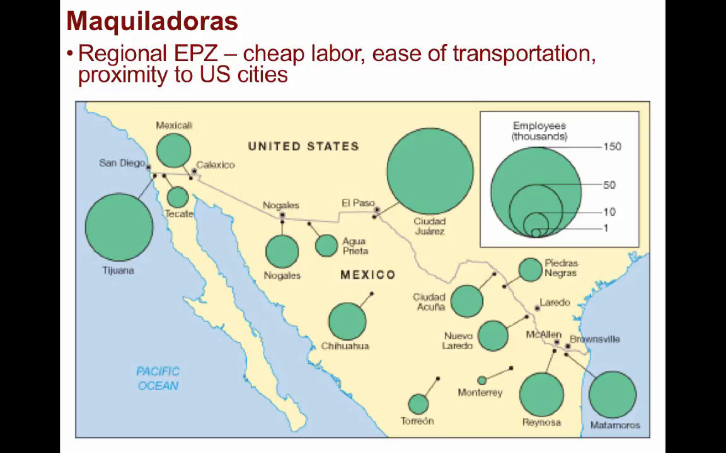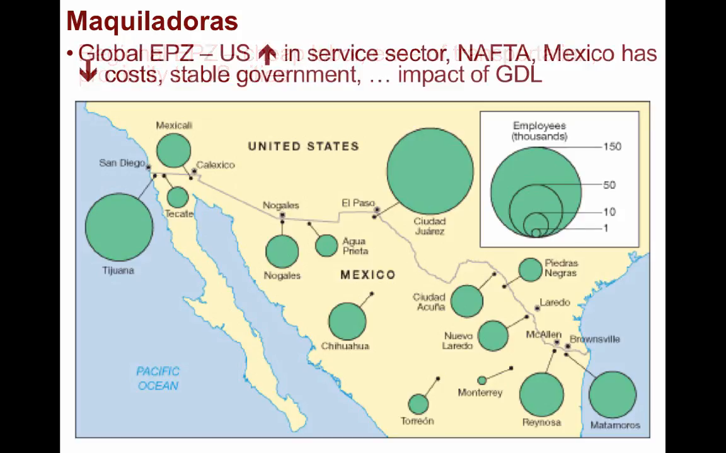Most maquiladoras are foreign-owned, in many cases by companies in the US. They are located in northern Mexico primarily due to low labor costs, the ease of transportation to the US, with closer access to major US cities. Mexico has also emerged as a global EPZ, in part due to the US shift towards service industries and deindustrialization, as well as trade agreements like NAFTA.